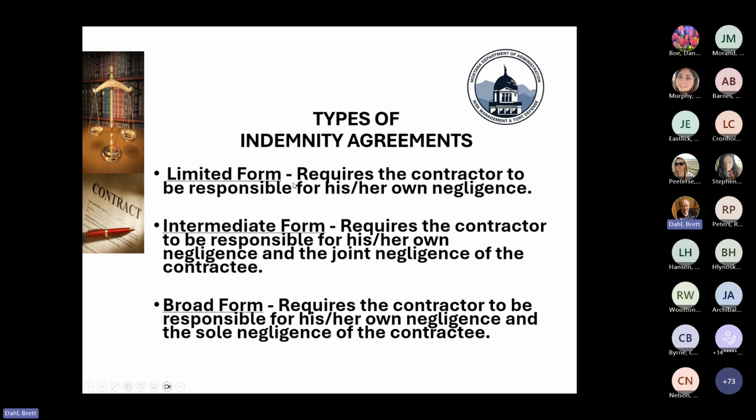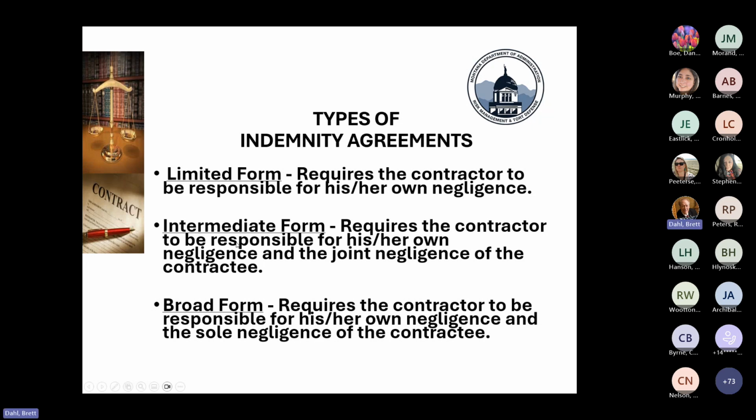Types of indemnity agreements. Limited form. A limited form indemnity agreement requires the contractor to be responsible for his or her own negligence. It'll typically say something like this: the contractor agrees to defend and indemnify the state of Montana from and against any and all claims, blah, blah, blah, arising from his or her negligence.